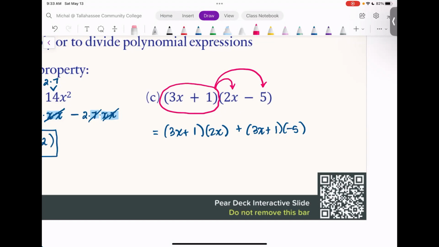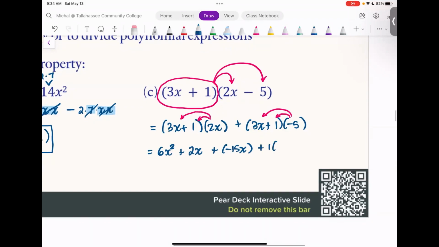Now I'm going to apply the distributive property again to each group. 2x will get distributed to the 3x and to the 1. Negative 5 will get distributed to the 3x and to the 1. My new distributed expression, well, it won't quite be simplified, is 3x times 2x. 3 times 2 is 6. X times x is x squared. So 6x squared plus 2x times 1 is 2x. Plus 3x times negative 5 is negative 15x. I could have just written that as subtraction, but I'd already written the plus, and I still need to add them together, so I'm not done anyway.